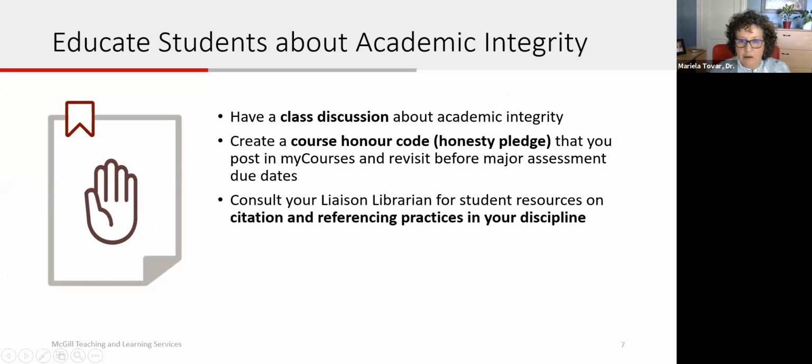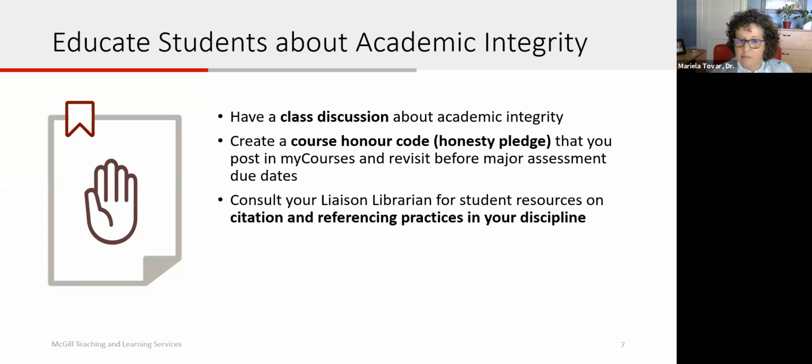So the idea of educating students about academic integrity is not new. It has been promoted at McGill for many years, even before we went into the remote environment. The idea of bringing academic integrity to the forefront. So what is it in your discipline? Why is it important? What does it look like?